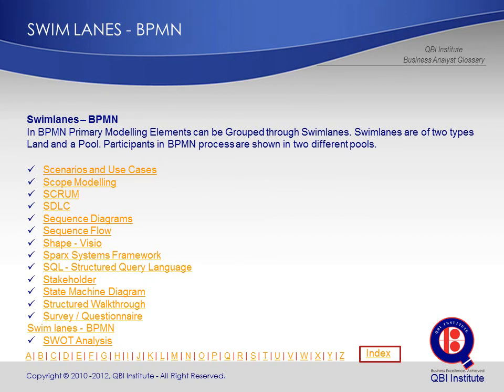Swim lanes BPMN. In BPMN, primary modeling elements can be grouped through swim lanes. Swim lanes are of two types, lane and a pool. Participants in BPMN process are shown in two different pools.